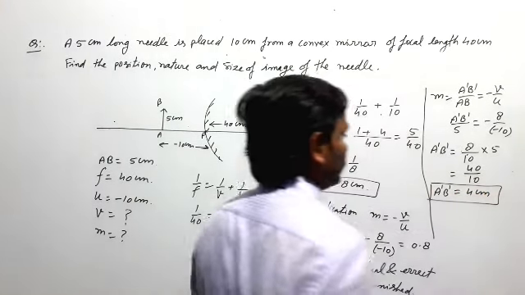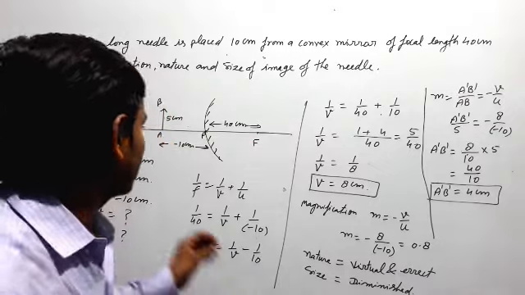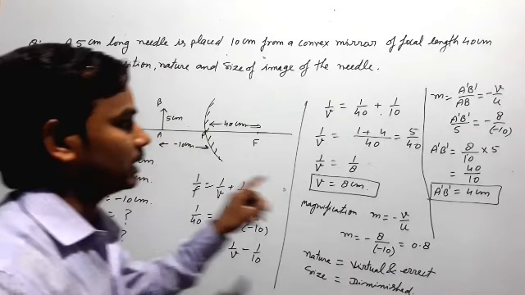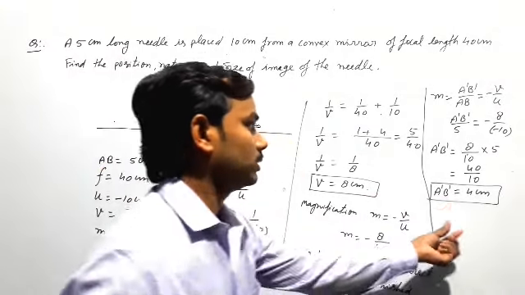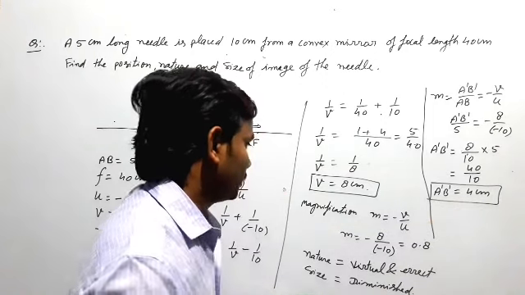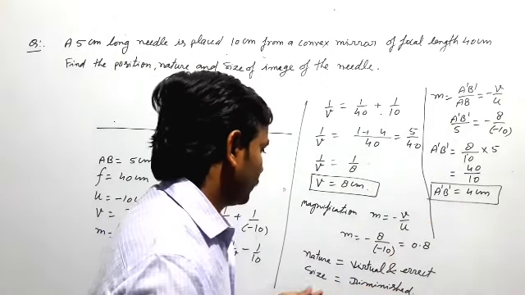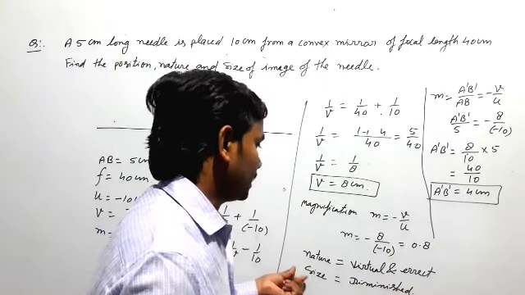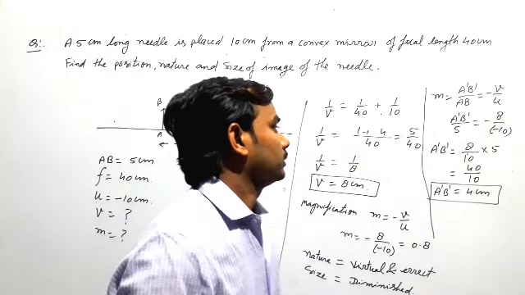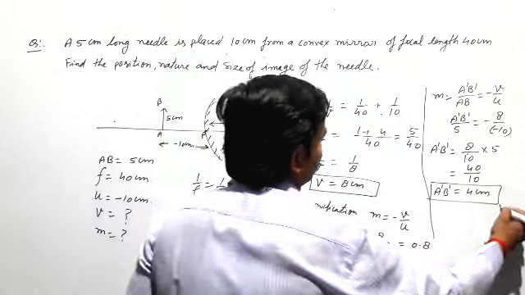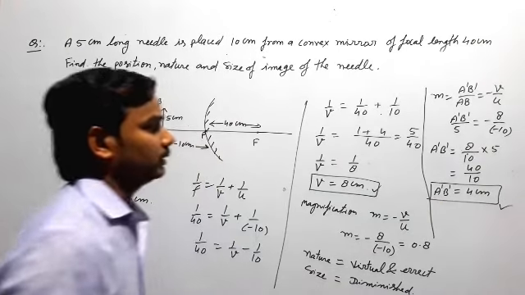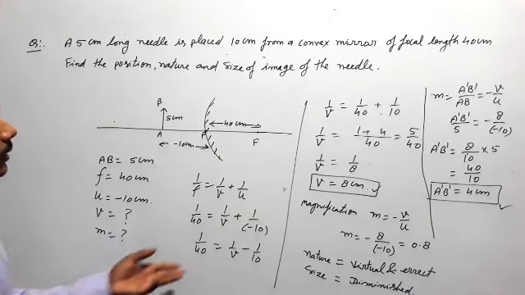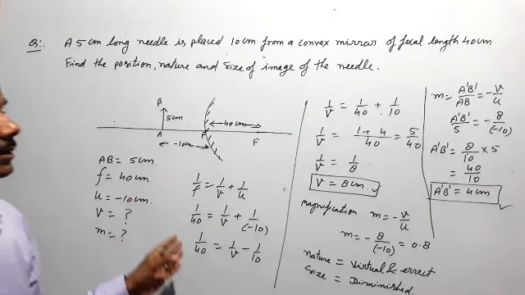Okay, so here we see that the size of object is 5 centimeter and size of image is 4 centimeter. So this is diminished, and from the magnification we have also said that the size of image will be diminished. So this is the final answer. This is the size of the image and this is the position of the image. So in this way we will solve all the numericals related to this.